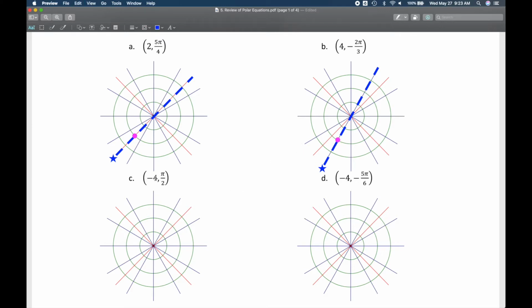Down here for C, we start with the angle. So here is pi over 2, and we mark off where that angle actually is. And now we'll see why we do that, because this negative radius, and again, I'm going to treat it as negative 2, tells us to go in the opposite direction from where the angle is. So we're going to end up way down there.